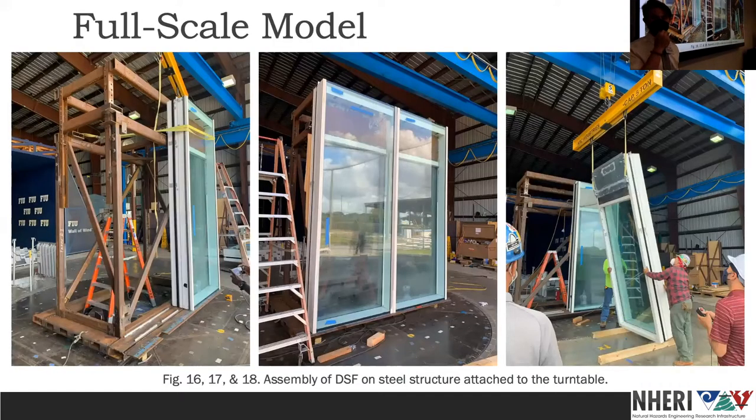Now, this is some more images of the assembly of the double skin facade. You can see the structure is fastened to the turntable, and you can more easily see the 2 layers to the glass panels.